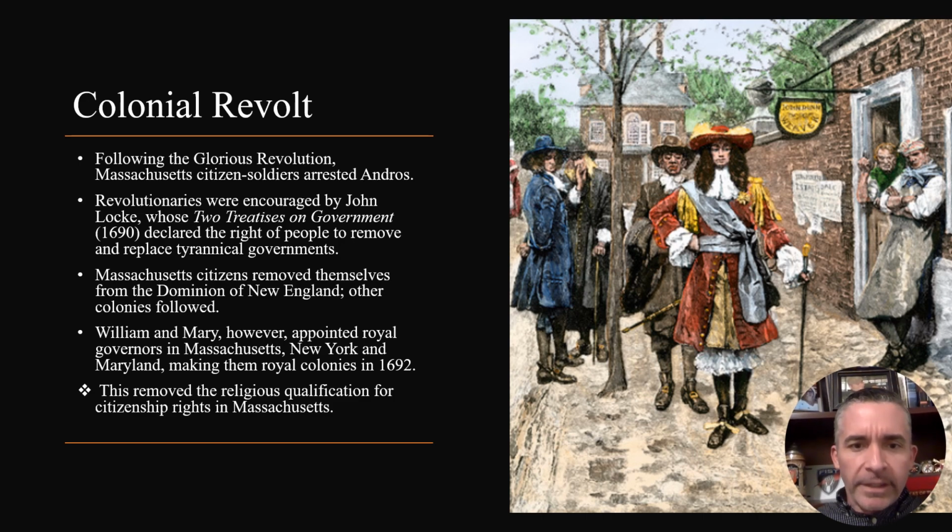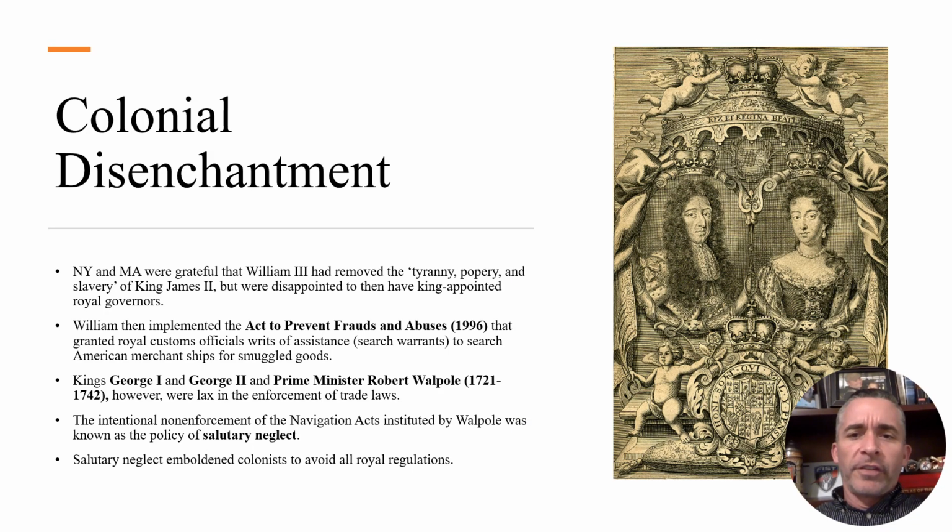Massachusetts, New York, and Maryland, and this was significant, particularly in Massachusetts, because William's move removed the religious qualification for citizenship rights in Massachusetts. So that meant that non-Puritans in Massachusetts could now vote and hold office. And this was disappointing to the colonists. New York and Massachusetts were grateful that William had removed what they described as the quote tyranny, popery, and slavery of King James II, end quote. But they were disappointed to have king-appointed royal governors.